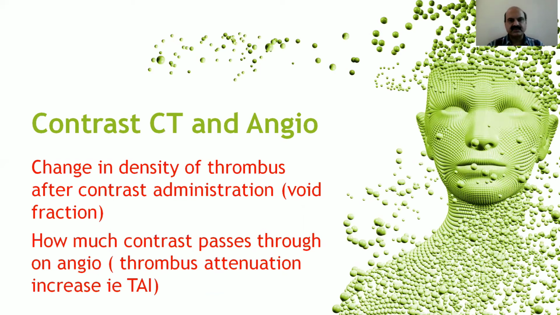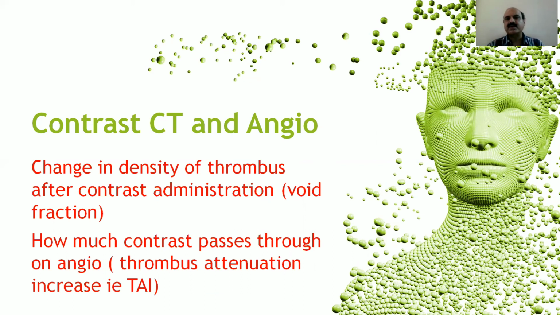For that we assess void fraction. And then in angio also, similarly, we can assess the thrombus attenuation increase. So in angio also, we can demonstrate that the contrast has gone in. So the clot is permeable, pervious, soft, whatever we can say. So contrast CT angio and plain CT help us in determining the nature of the clot.